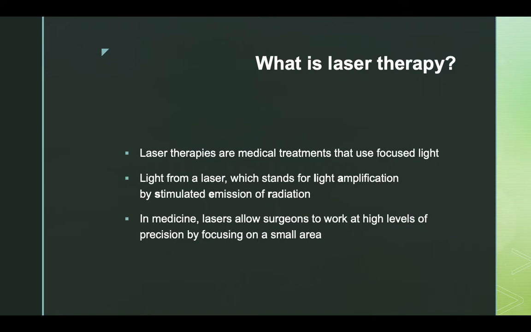The laser light is so intense that it can be used to shape diamonds, for example, or steel. So you're very accurate with this laser and you can very precisely determine how and where it should be applied. In medicine, lasers also allow a surgeon, for example, to work with very high precision by focusing on a very small area. As I already mentioned, it is very easy to adjust the laser and to show where exactly it should hit.